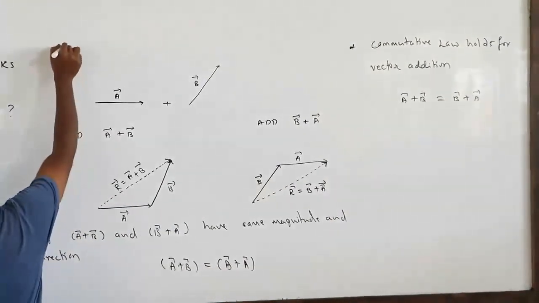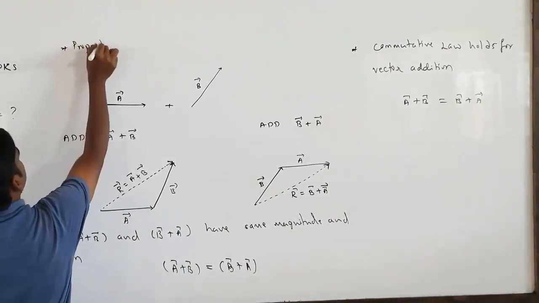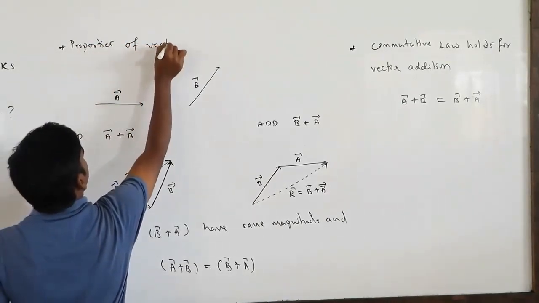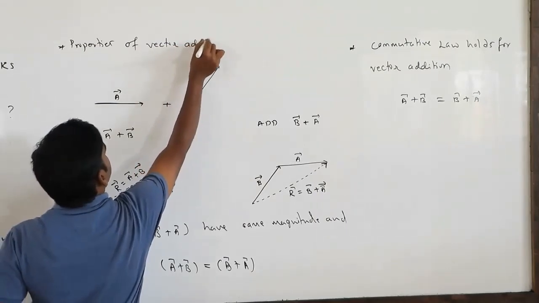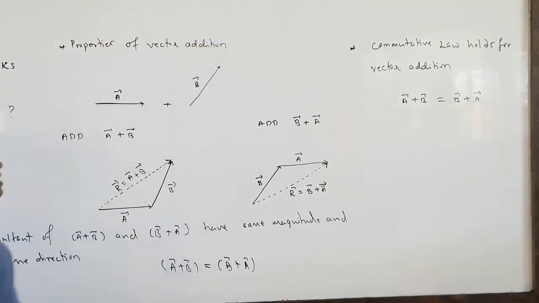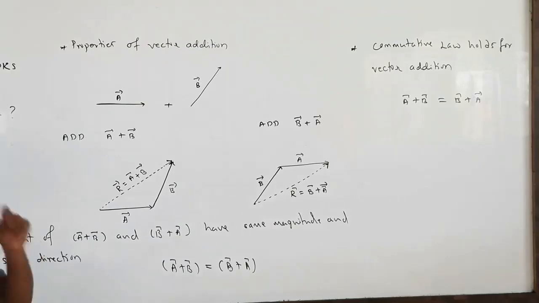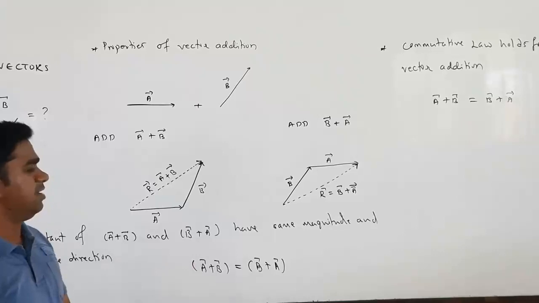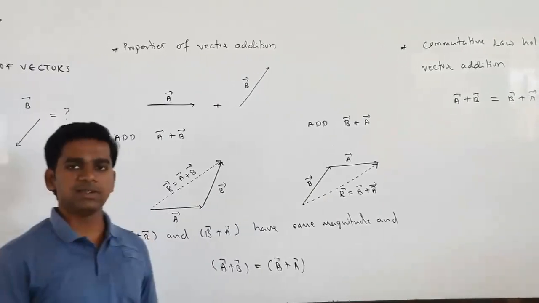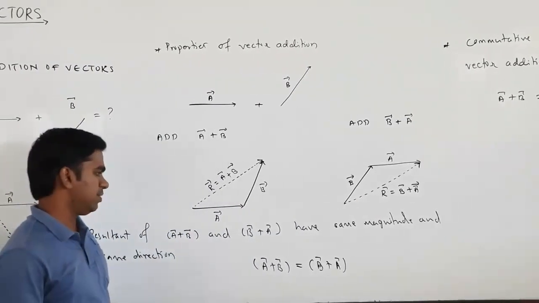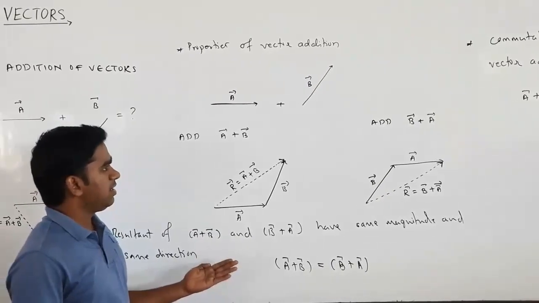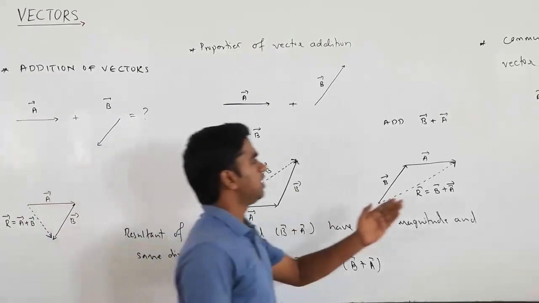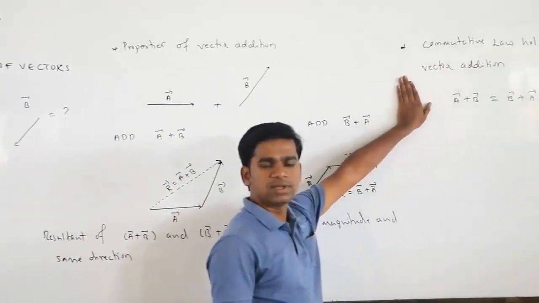So this is the properties of vector addition, and this is a very important property. The commutative law holds for vector addition. In your board exam they will ask: write any one property and prove that. So you have to write that for vector addition the commutative law holds. That is the first property.